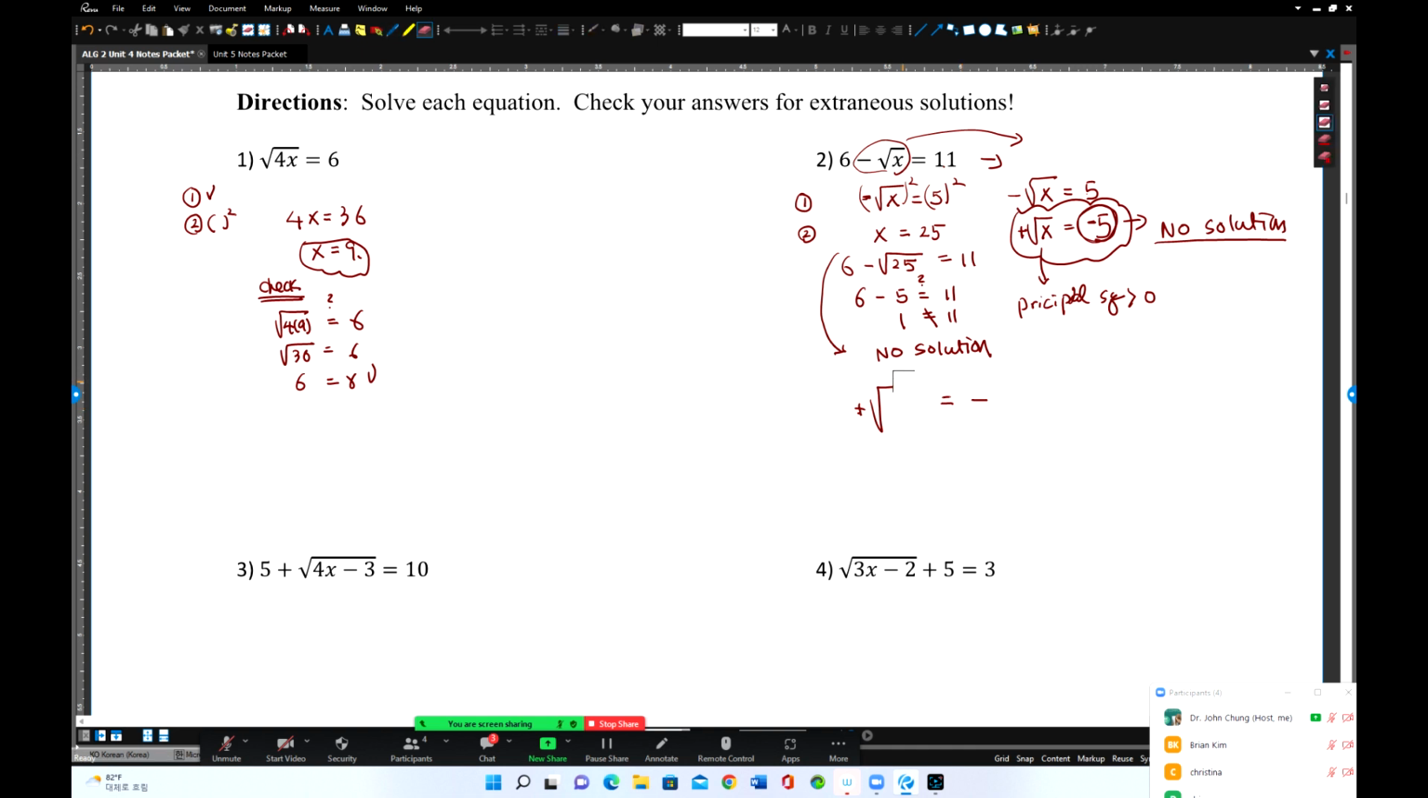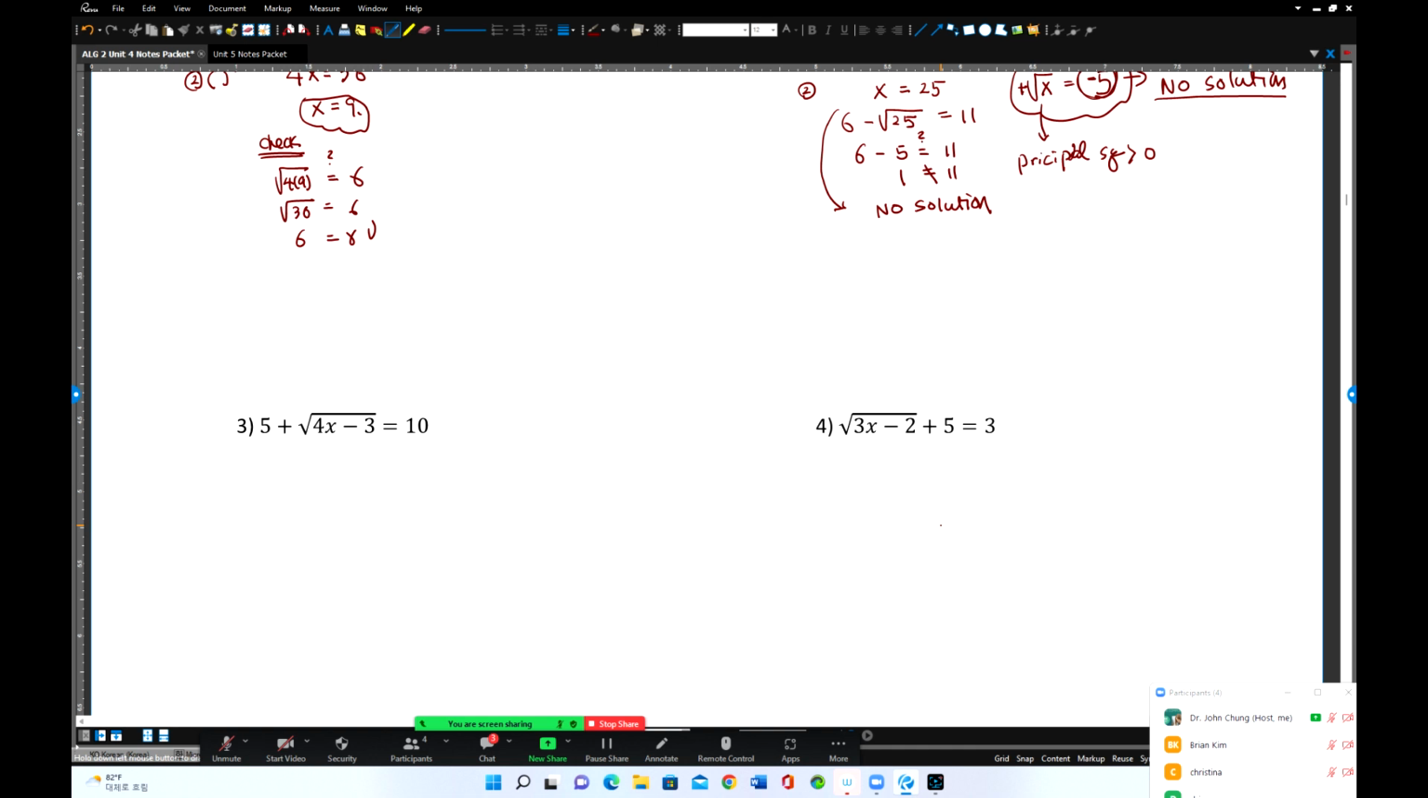Okay, maybe this is good for us to save time. Check it out over here. Okay, one radical sign, we're going to keep this one, okay? So isolate the square root of 4x minus 3, and move the 5 to the other side. So that is equals to 5. If this were negative 5, no solutions. That's right. The principal square root cannot be a negative number. But this is a positive 5, it's okay.